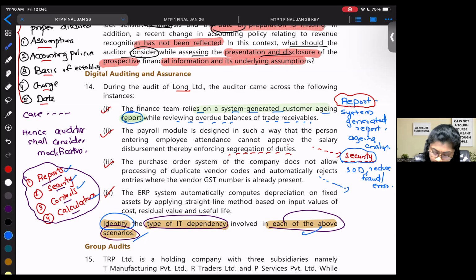Third one, can you say? The purchase order system of the company does not allow processing duplicate codes. It automatically rejects such entries. This is very good, this is regarding very good controls. Meaning controls are manual or automated. See, here you are talking about the automated controls.